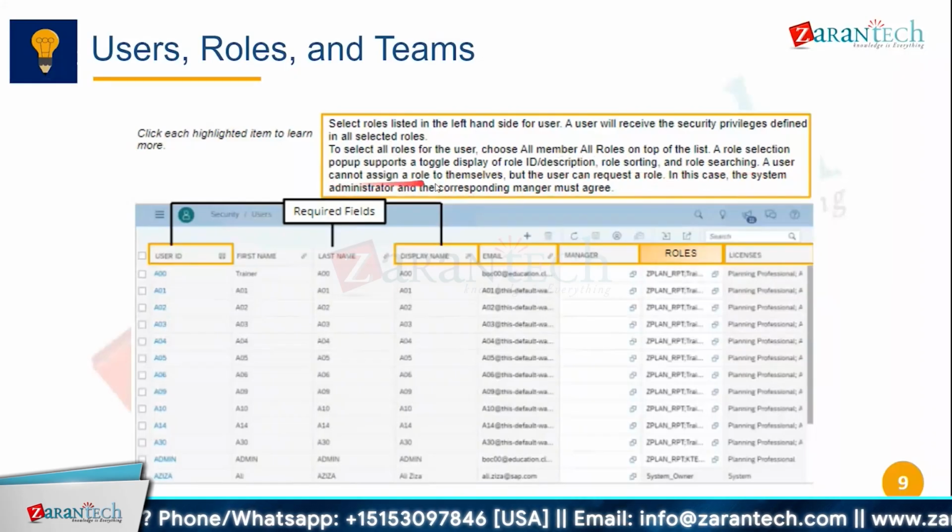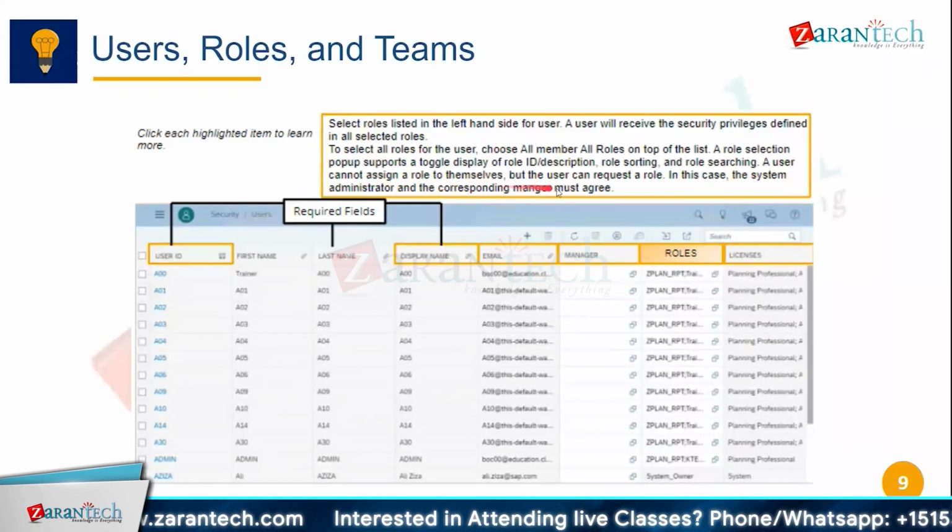A user cannot assign a role to themselves. This is important. If you are the admin and you create a role and try to assign it to yourself, it won't allow it. So it is always suggested to have two admins, so that they can assign roles to each other, and an admin can also assign roles to other users. A user cannot assign the role to himself.